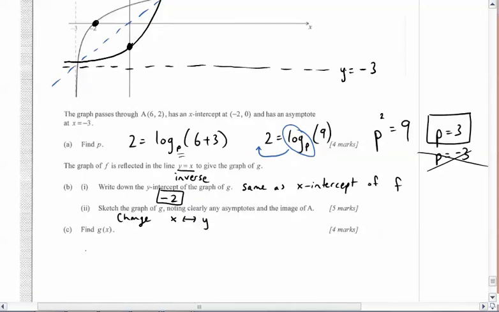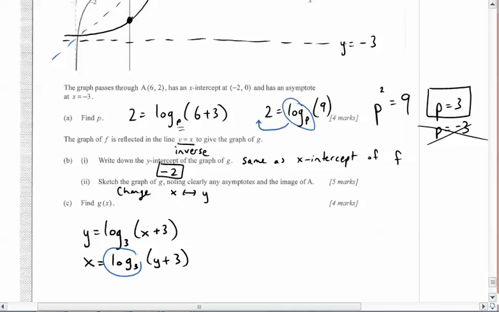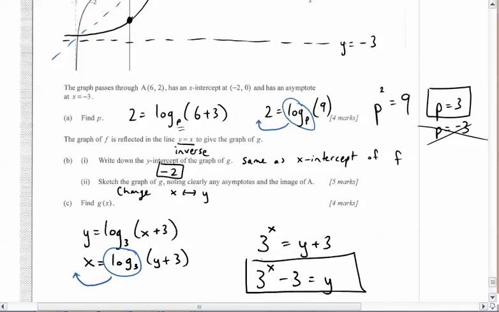To find g of x, I just have to change x and y. So instead of having y equals log base 3 of x plus 3, I'm going to change my x's and y's. I'll have x equals log base 3 of y plus 3. I just have to solve for y. So to do that, I take my log base 3 and I put it on the other side of the equation as a base of the exponent. And then I move the 3 to the other side, and I get y is 3 to the power of x minus 3. Done.